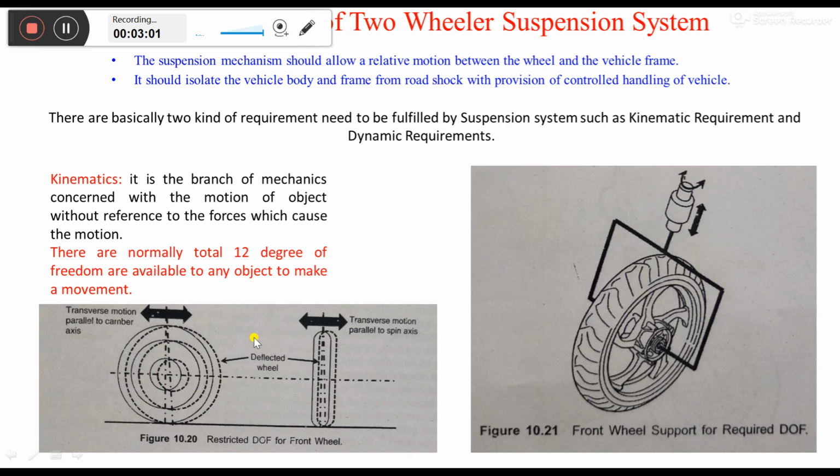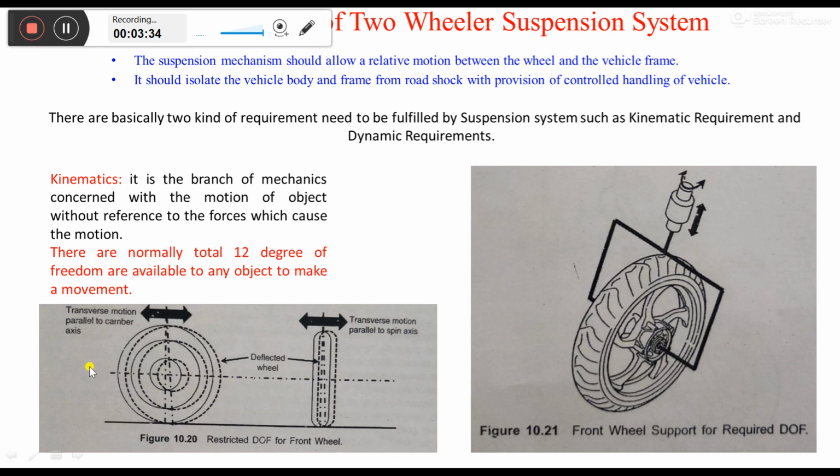So wheels are supposed to move frontward and backward. At the same time, wheels are supposed to move upward and downward. The side movement, left and right, is only possible through the steering movement. During a left turn or right turn, there is sideways skidding of the tire contact patch, so that is a transverse motion about the spin axis. Left side and right side motion take place at that instant.